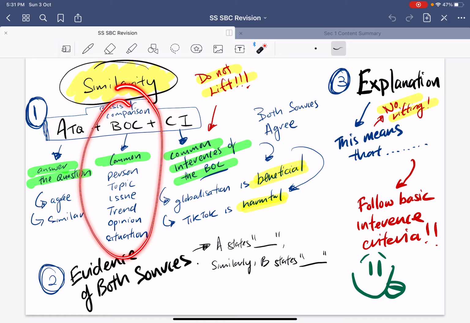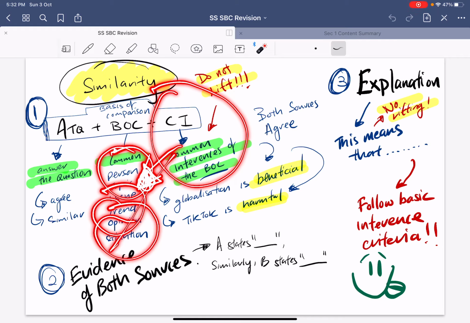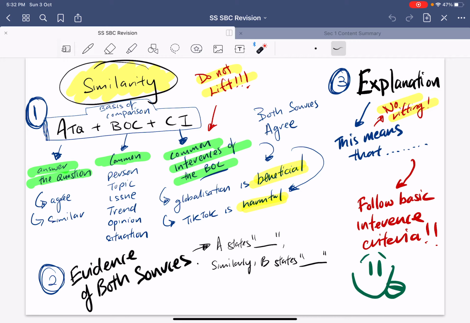Next is your inference, all right? Your common inferences based on this BOC. For the person, do both sources have the same inferences about this person? Do both sources have the same inferences about this trend or this situation? Are they the same? If they are the same, then yes, they are similar. For example, for your social studies, but it's also the same for your history, the skill set, I mean.